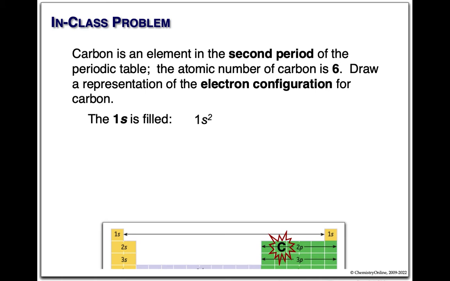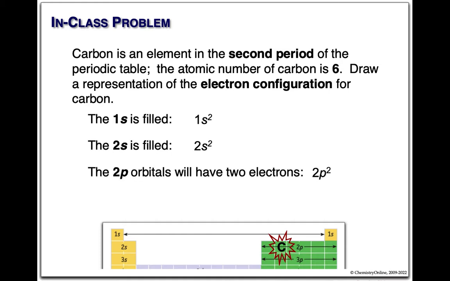The 1s orbital is full. We show that with the shorthand: 1 for the period, s for the orbital, and a superscript 2 for the number of electrons. 1s2. The 2s orbital is also full. 2s2. Our p orbital has 2 electrons, 2p2. If I asked you to write the full electron configuration, you would write 1s2, 2s2, 2p2, and it would look like that.